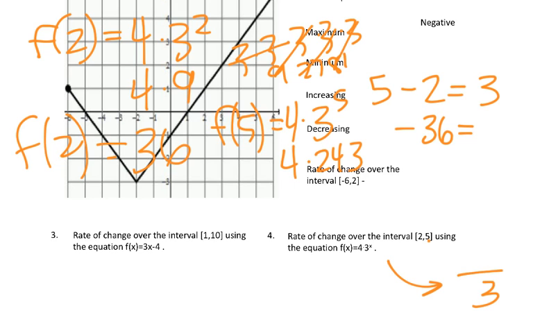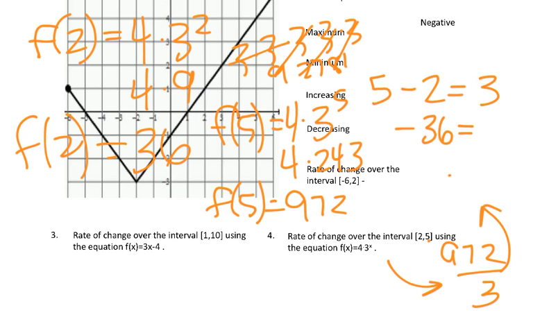I'm going to use a calculator for that one. Get 972. So f of 5 equals 972. So 972 over 3, which comes out to be 324 for our rate of change. Big rate of change, but exponentials do that.